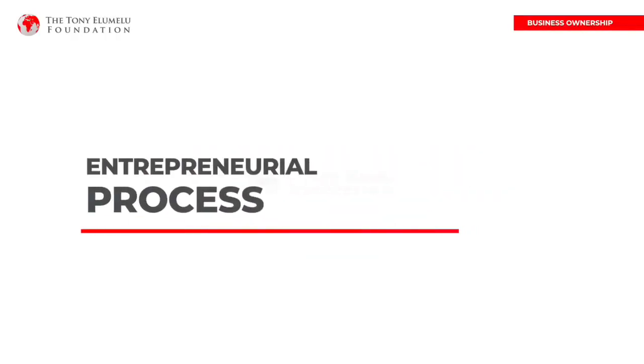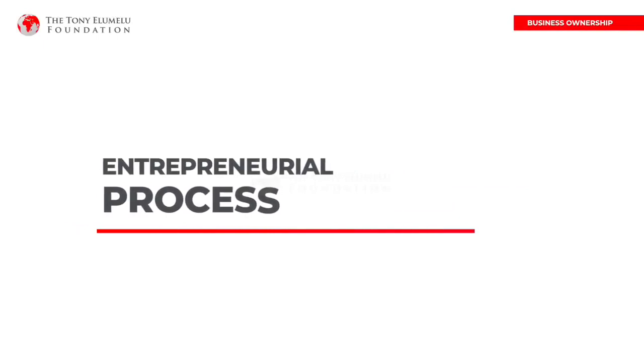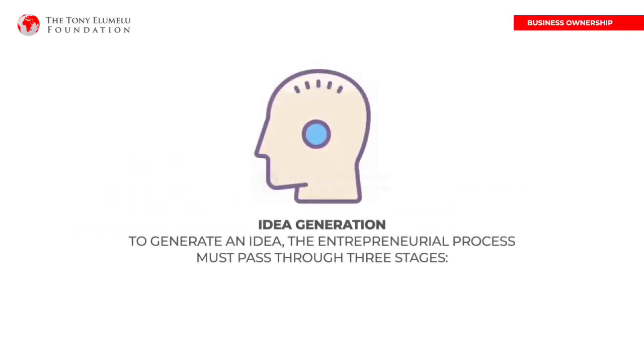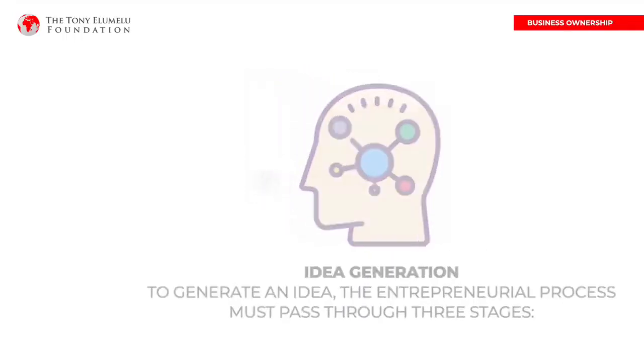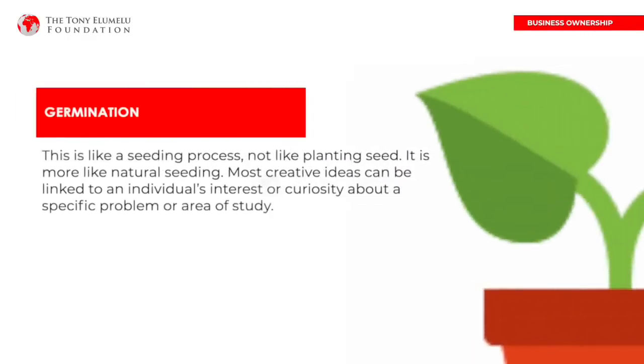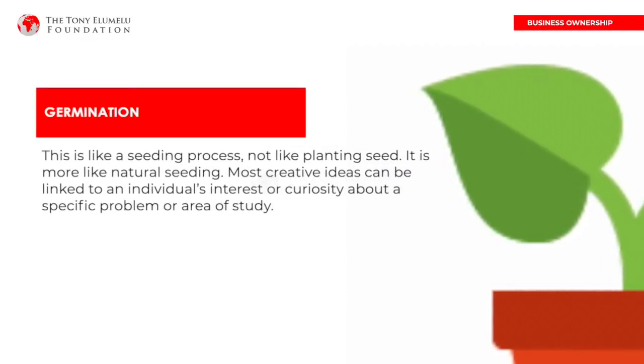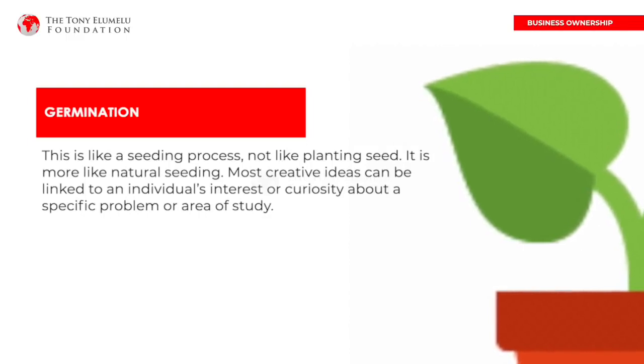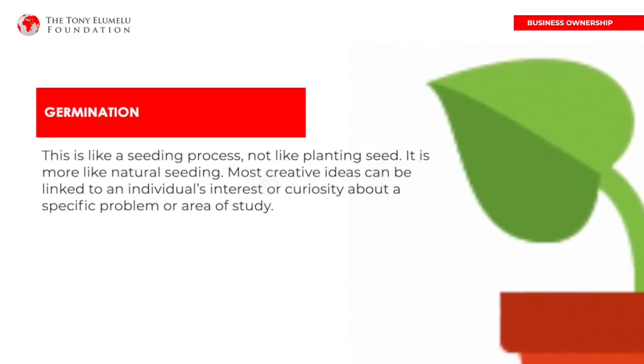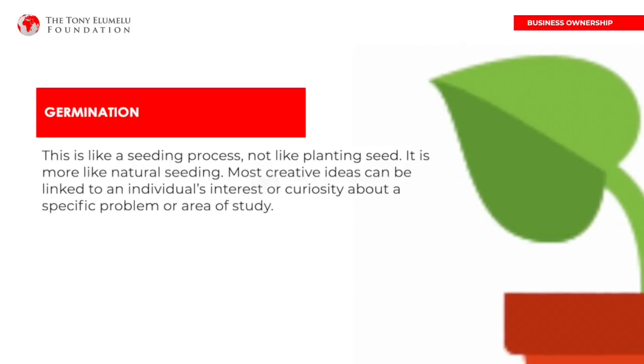The entrepreneurial process. Idea generation. To generate an idea, the entrepreneurial process must go through 3 stages. Germination. This is like a seeding process, not like planting a seed. It is more like natural seeding. Most creative ideas can be linked to an individual interest or curiosity about a specific problem or area of study.